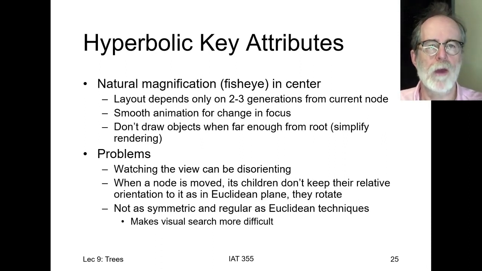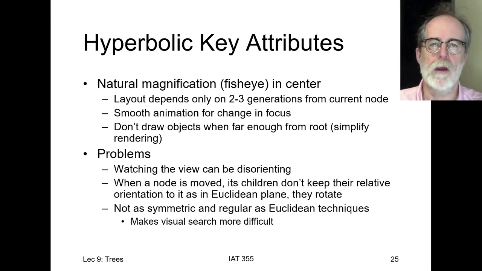But anyway, getting back to the hyperbolic tree, it's got a natural fisheye magnification in the center, and the layout depends only on 2 or 3 generations from the current node, and the rest of it is approximated and shrunk down such that it doesn't dominate the layout of the rest of the space. It does smooth animations for change in focus and doesn't draw objects when they're far enough from the root in order to simplify the rendering and also to decrease the amount of complexity. So it's good for seeing local structure, but if you want to see the entire tree, once again, you're out of luck, or you just simply need more screen space.